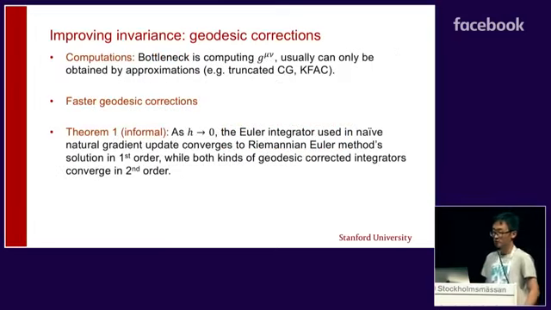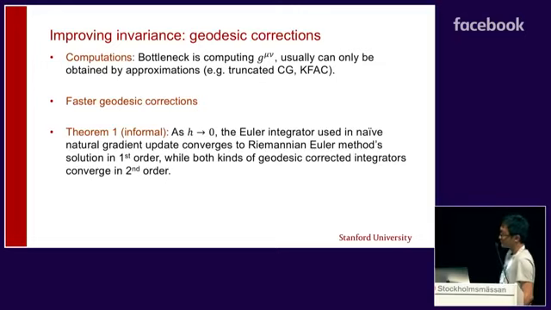The computational complexity in computing the natural gradient update is mainly computing the inverse Fisher information matrix. However, if we compute the geodesic term, it means we need to compute the inverse Fisher information matrix twice, which is computationally expensive. In the paper, we show that there exists a faster geodesic correction method which does not need to compute the inverse Fisher information matrix and hence has similar computational complexity to the natural gradient method.